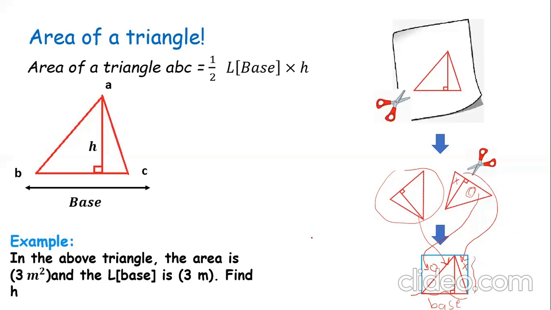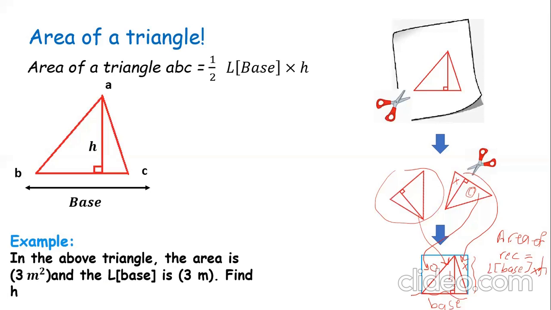So the area of the rectangle will be equal to the length of the base of the triangle multiplied by the height of the triangle. Let's call it h. You see, because this height of the triangle is equal to the width of the rectangle, so multiplied by h. So this is the area of the whole rectangle we got at the end of fitting the two copies of the same triangle.